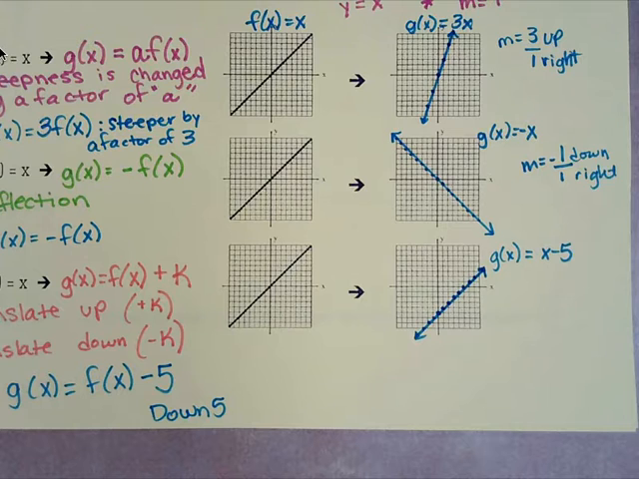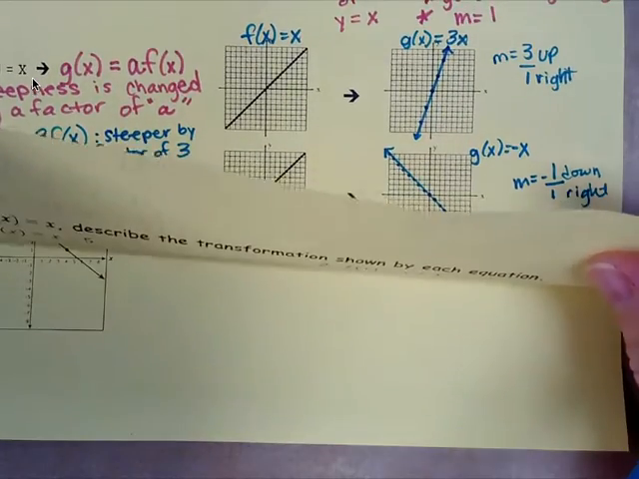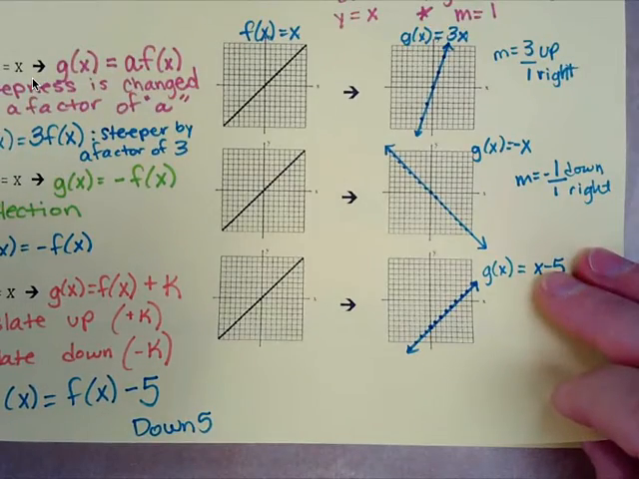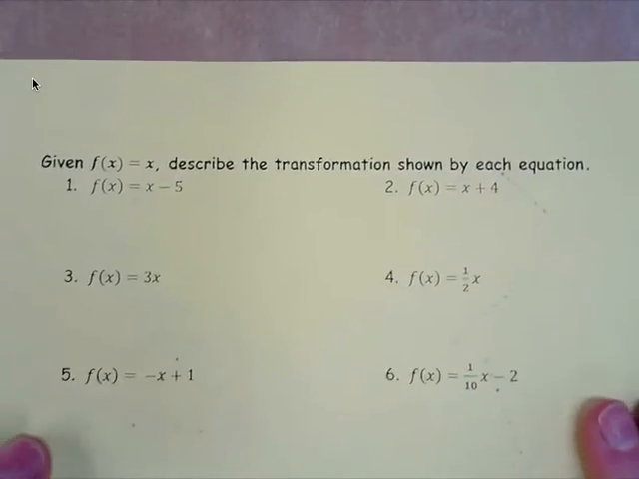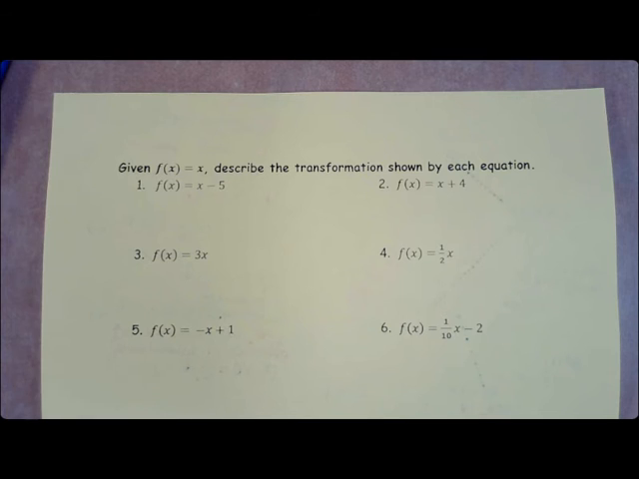And with transformations, you can have a combination of any of these together. So let's go to the next page to do what are the transformations. So I just want you to write what the transformation is. Was it translate, reflection, what was the other one? Steepness, the slope. And it can be a combination of them. So I'm going to pause it and let you work with your table groups.